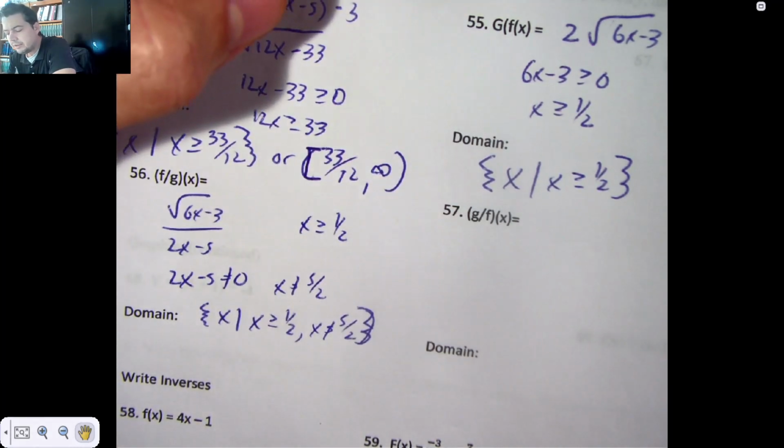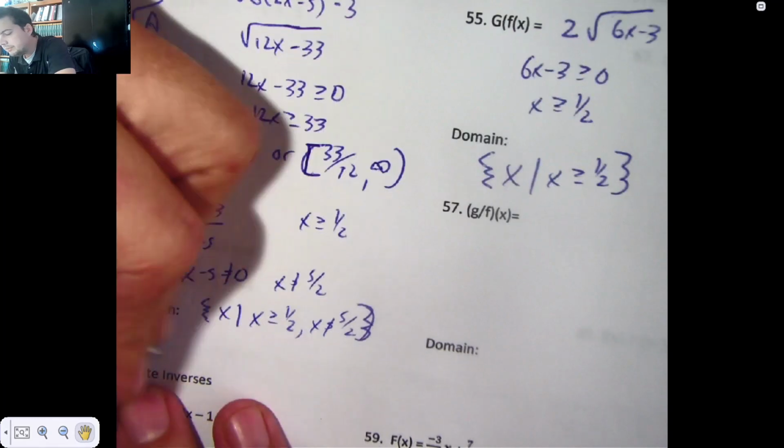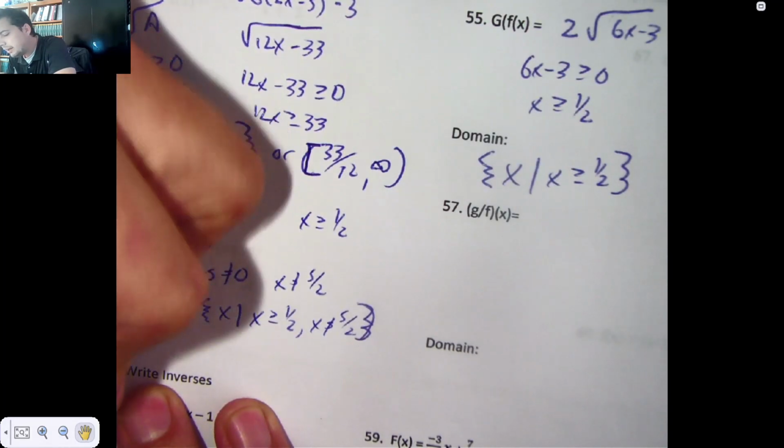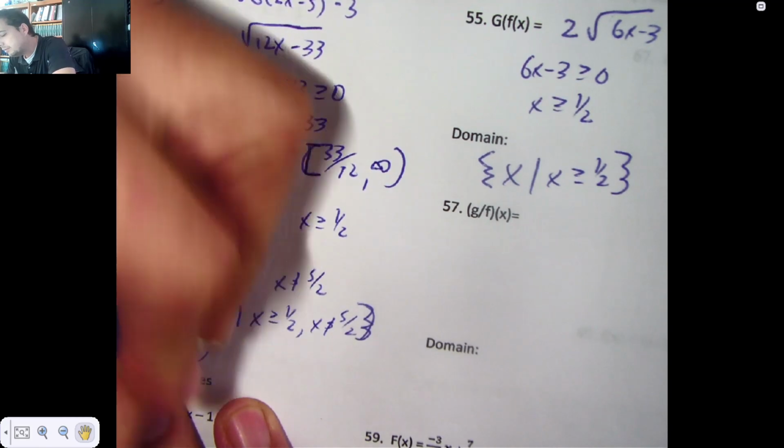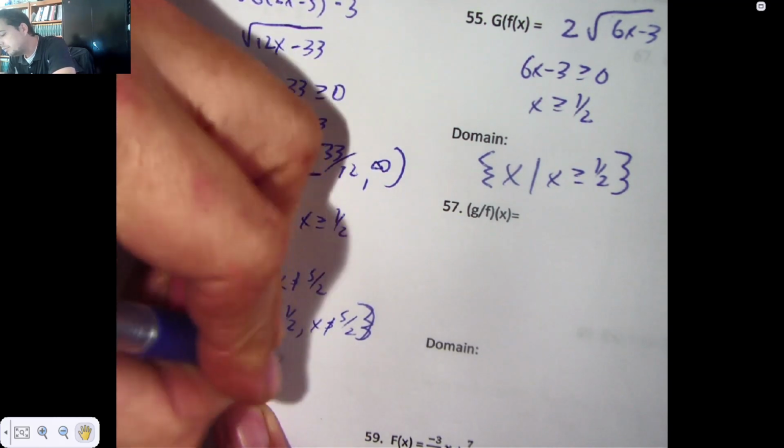It's a little harder to write out the interval. It's not that much harder. We start at a half. We get to move to 5 halves, and we have to jump to the other side of 5 halves and move on to infinity.